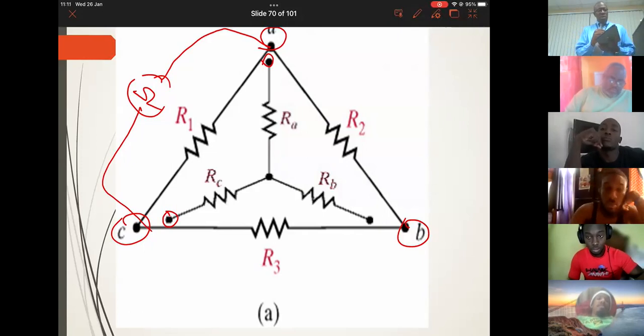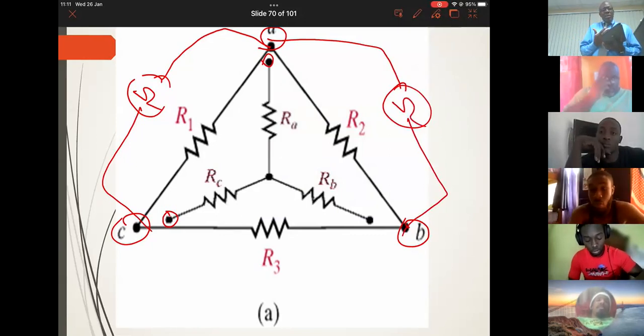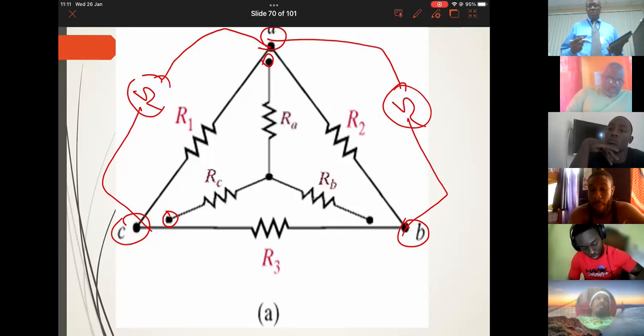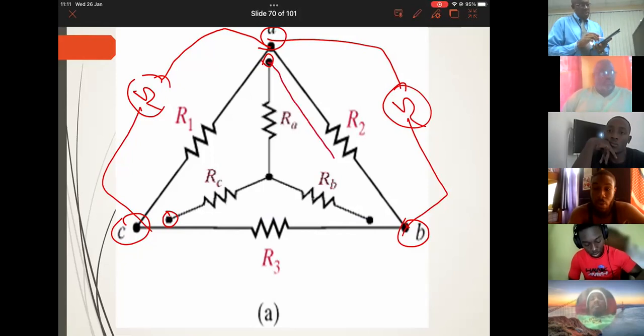So if I were to put the ohmmeter over here across AB, it will be the same resistance that I would get if it's the delta that I am across or the star. Now, based on these two networks, let's look at the star first. If I were to connect an ohmmeter across these two terminals, what would be the total resistance?